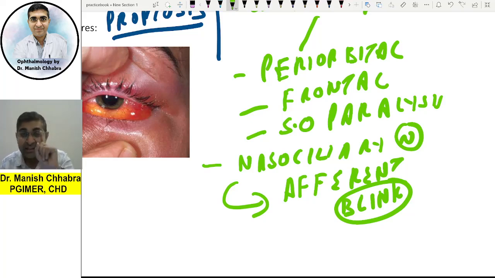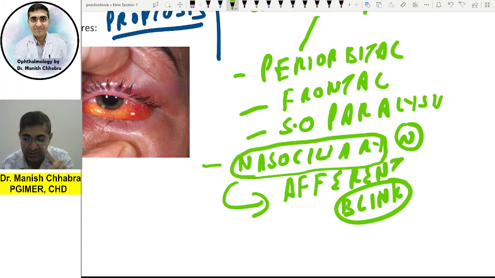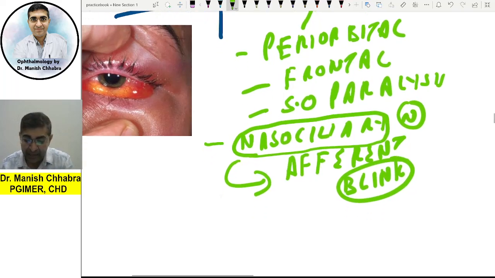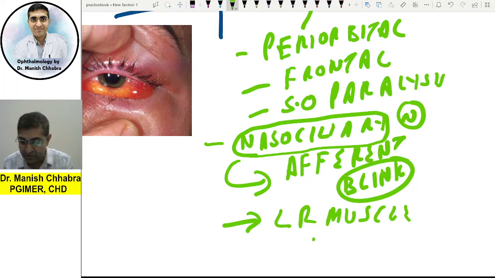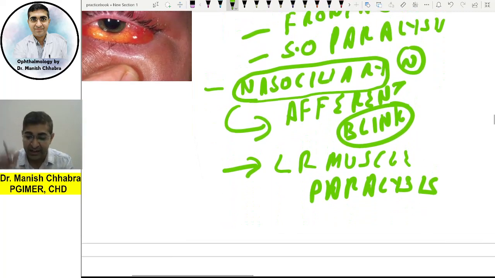Yes. So due to compression of the structures in the orbit, and simultaneously the nasociliary nerve, it will lead to loss of the blink reflex. So the blink reflex will be gone. What about the abducens nerve? The abducens nerve supplies the lateral rectus muscle. So the lateral rectus muscle will go into paralysis. Remember, SO4, LR6, rest 3.